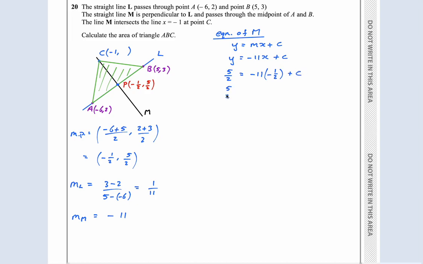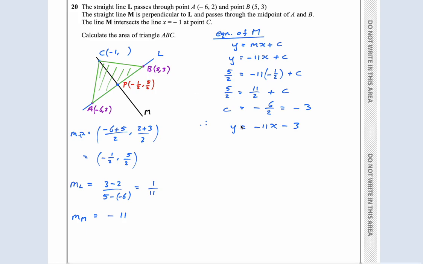You can use your calculator here, guys. 5 over 2 equals minus 11 times minus a half, which is a positive 11 over 2, plus c. Therefore, c is 5 over 2 minus 11 over 2, which is minus 6 over 2, which is minus 3. So the equation of the line, therefore, is y equals minus 11x minus 3. That is the equation of this line. Okay, that's correct.